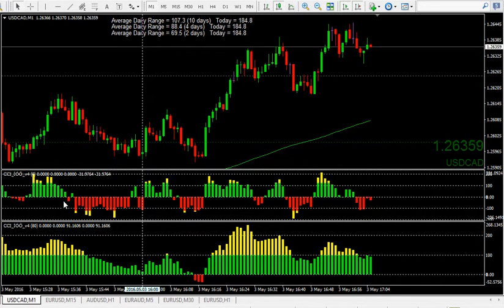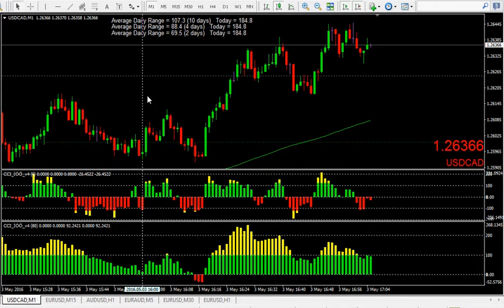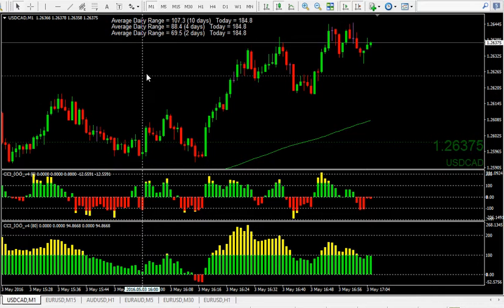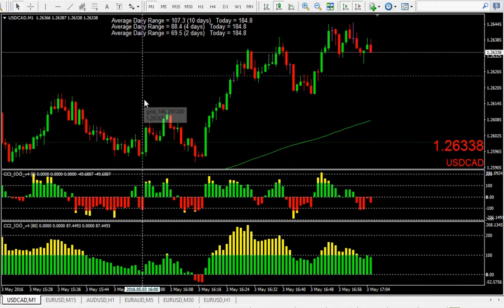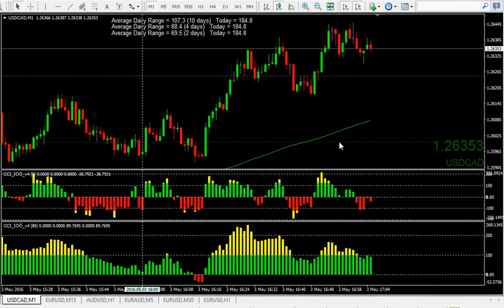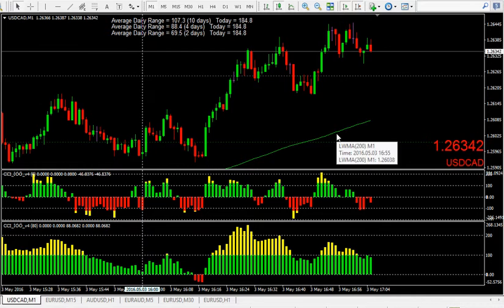Right, so I've come back in after the London Open. This is roughly where the London Open is. That's roughly where the London Open is there, and as you can see, we're looking for longs as always.